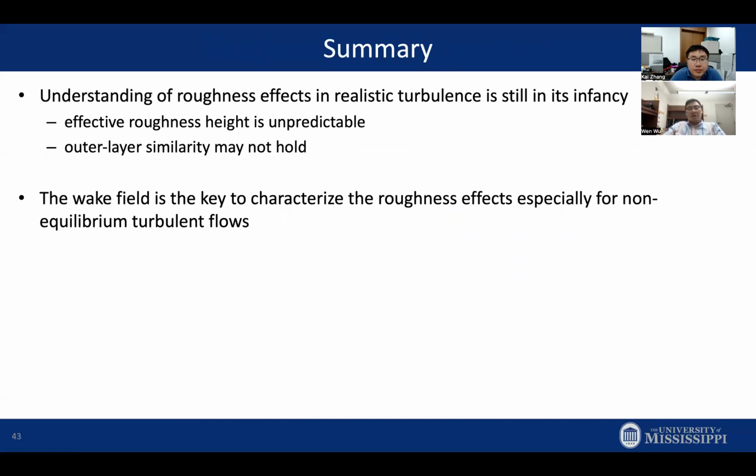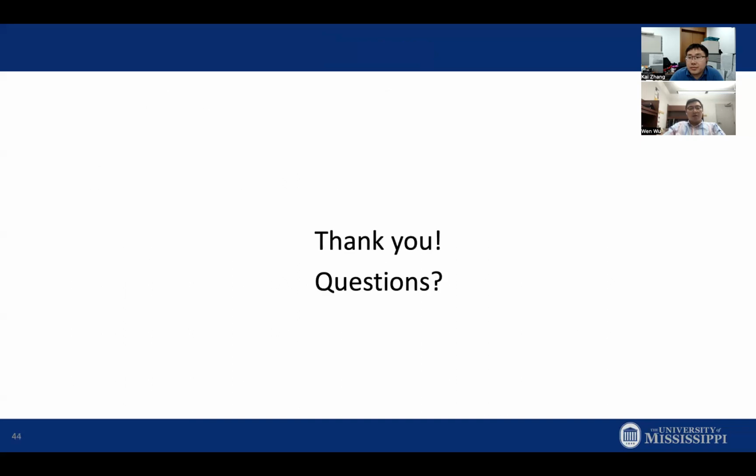The outer layer similarity means the validation of the log law may hold in some cases, but it's very easy to get deviation from that. And I hope I convinced you that the wake, the local spatial variation behind each roughness element, is the key to characterize the roughness effect, especially if it's not equilibrium. So that's all. Thank you, and I'd like to take questions.